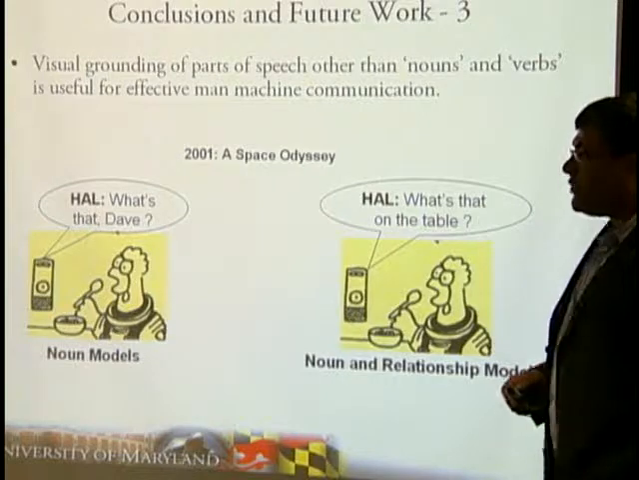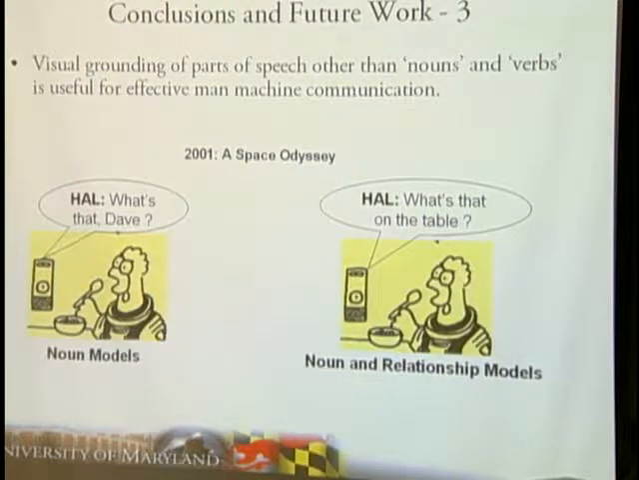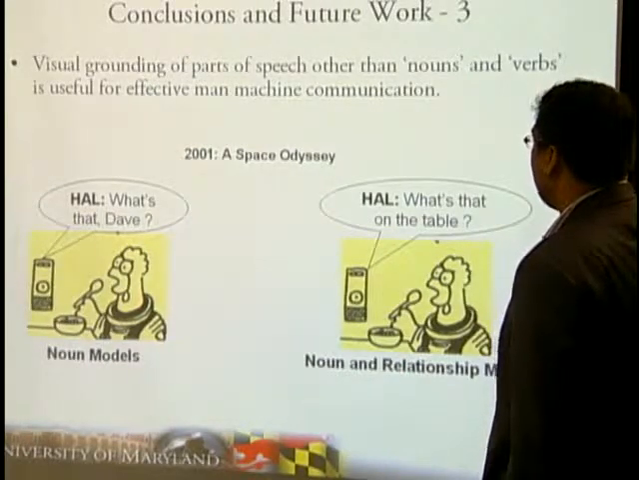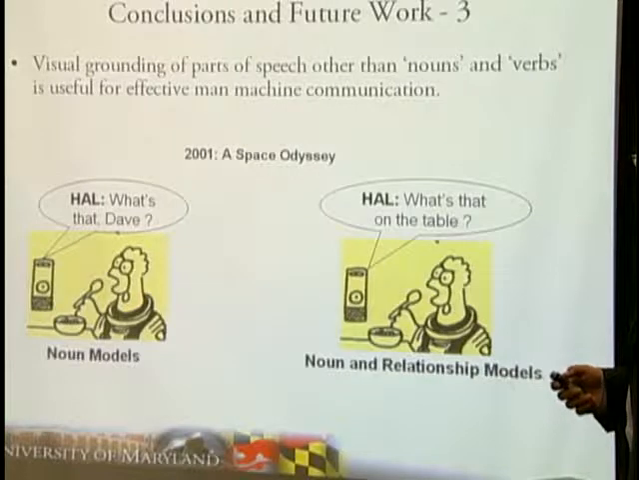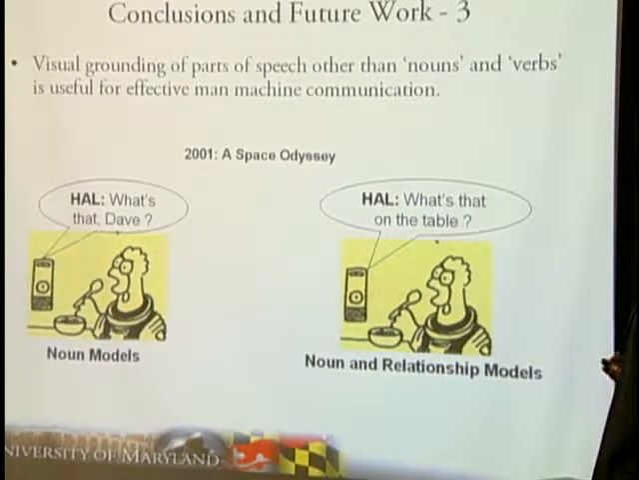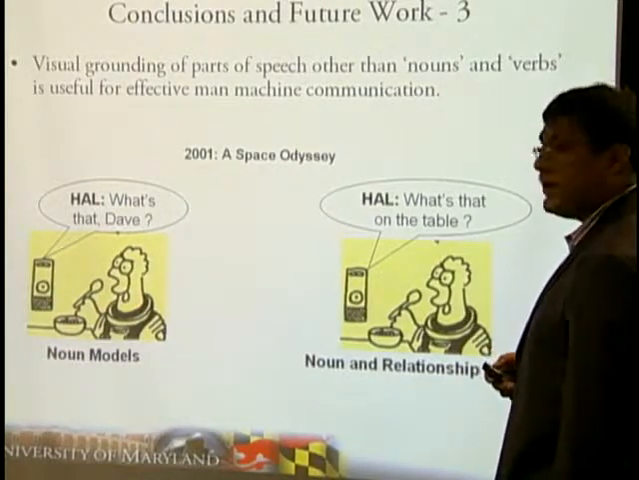And finally, going back to our original goal of making intelligent machines which can interact with humans, we would not only need visual grounding of nouns and verbs, but we'll also need visual grounding of other parts of speech like prepositions and comparative adjectives for much more effective man-machine communication. And we believe our work is a step in that direction.